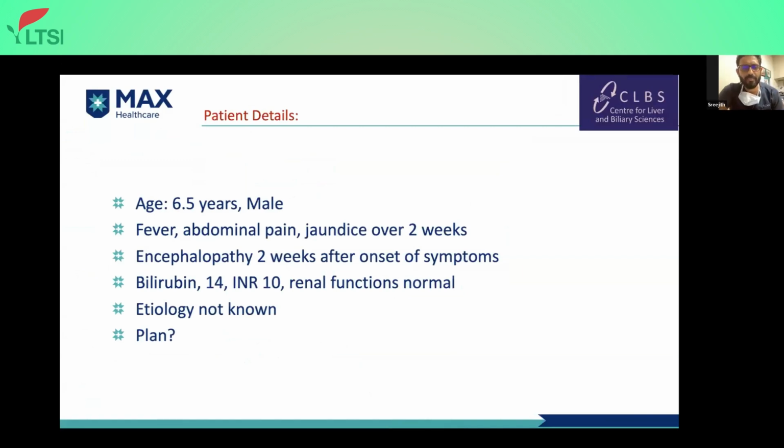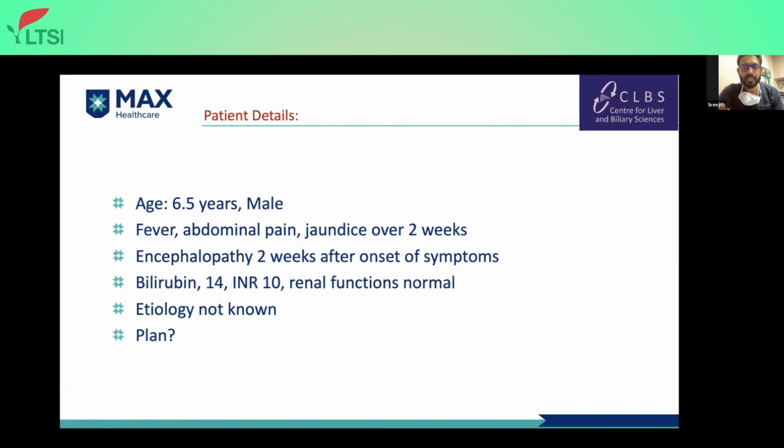So I'll be giving a short case scenario. This child is a 6.5-year-old male who presented almost 3 weeks back to us. There was a history of fever and abdominal pain, and subsequently he developed jaundice. After 3 days, there was increased irritability and altered behavior. The duration between jaundice and encephalopathy was almost 12 to 14 days.